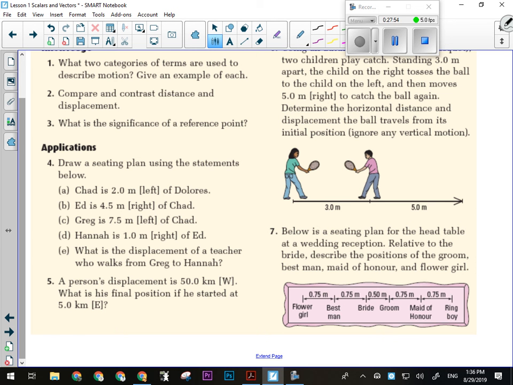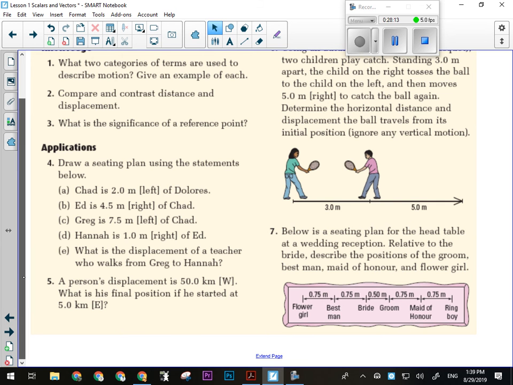Using those statements. See how you do on that. I'll give you a minute or 2 there. So Dolores acts as a reference point because I can't put Chad anywhere unless I measure from Dolores. So Dolores acts as our reference point here.